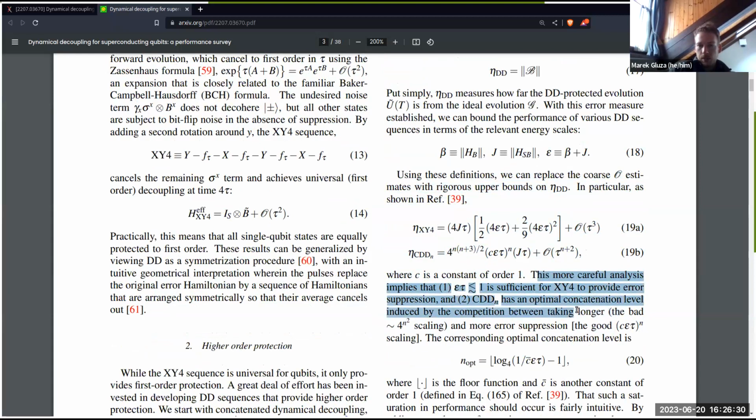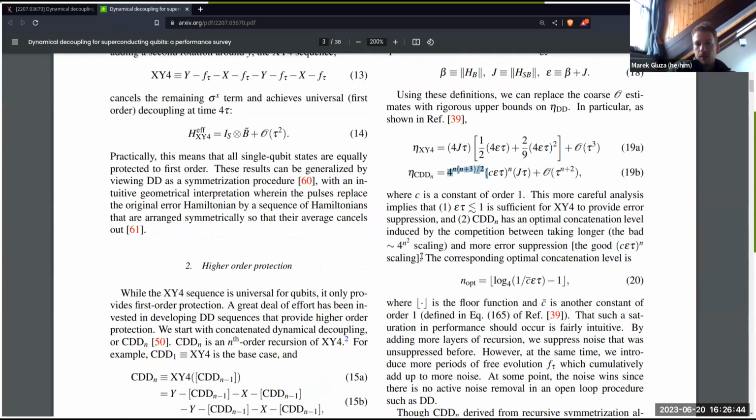CDDN has some optimal concatenation level, because at some point you are making too many pulses, and there's some scaling here with some prefactor. So there is the corresponding concatenation level, and this is this kind of stuff.